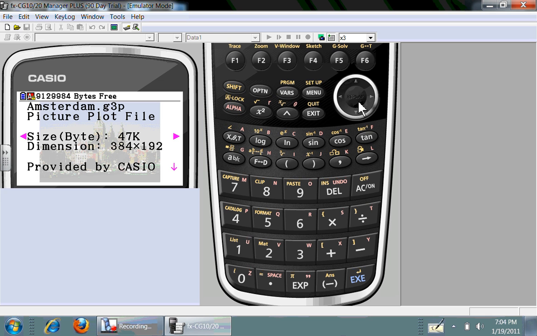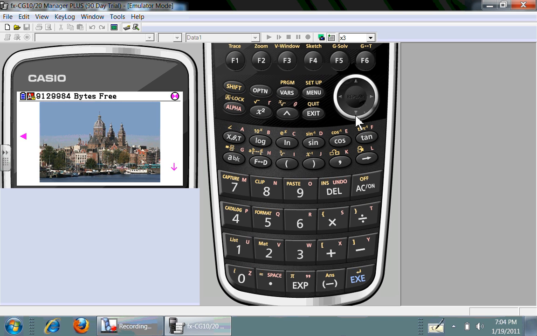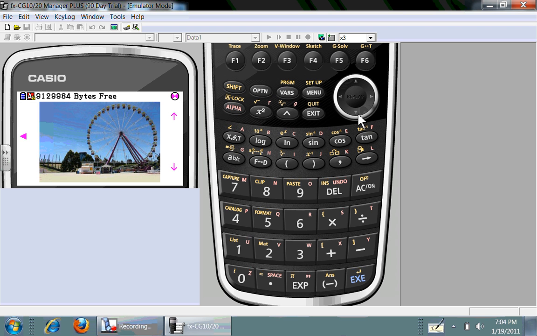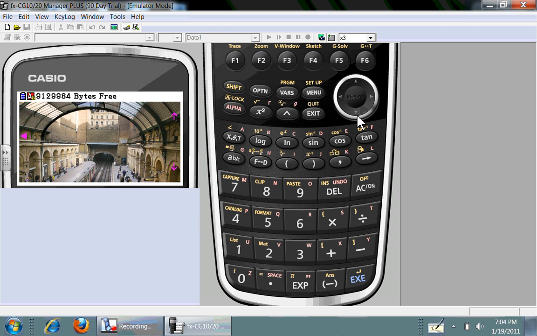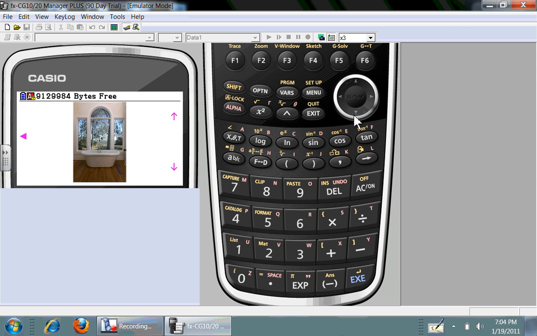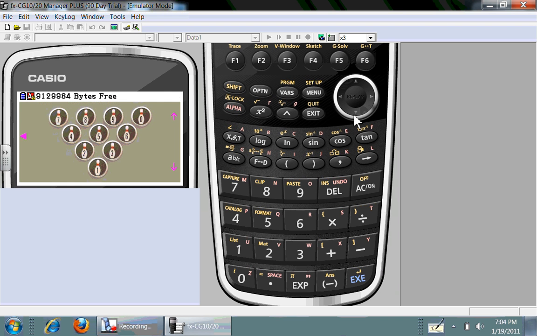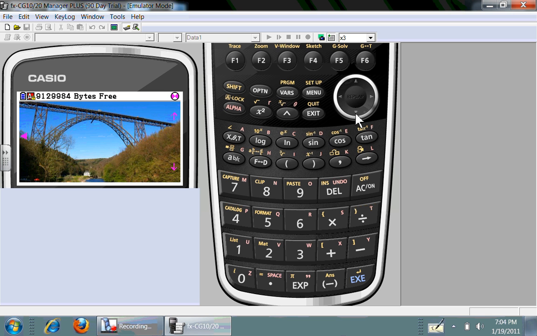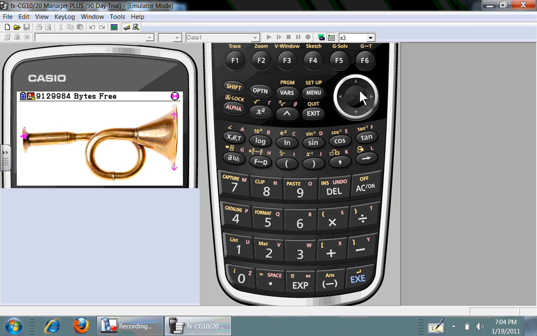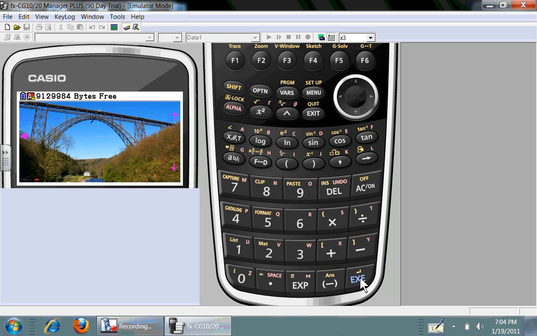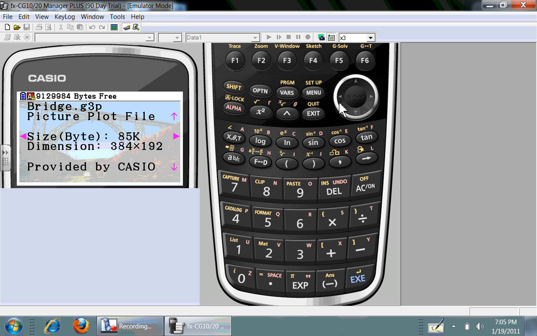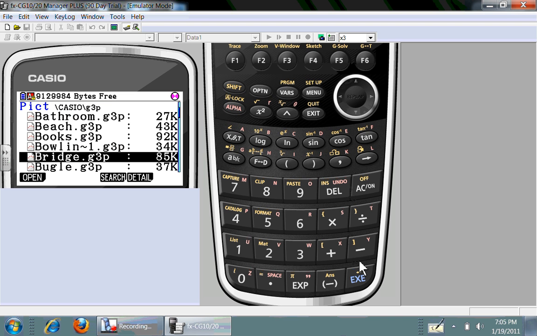Right now I'm trying to find a nice picture to do some mathematics on, so I'm going to just preview some of these. These are some of the files that have come preloaded into the calculator. I like that one. I may go to that one. There's lots of arches here. The one I'm looking for is bridge. You know what? I think I'll go with this bridge here. I'm just going to go back and select this one. This one is called bridge.